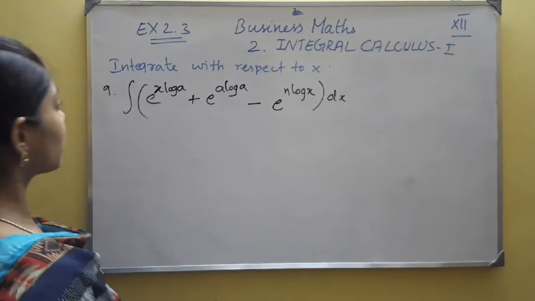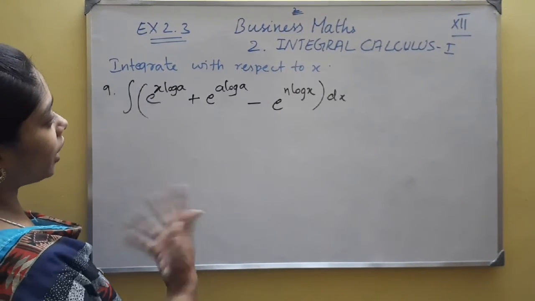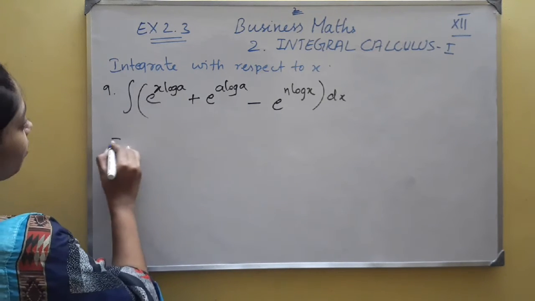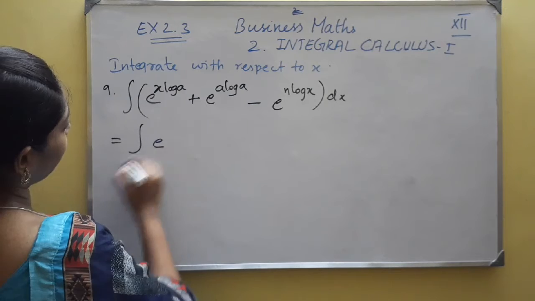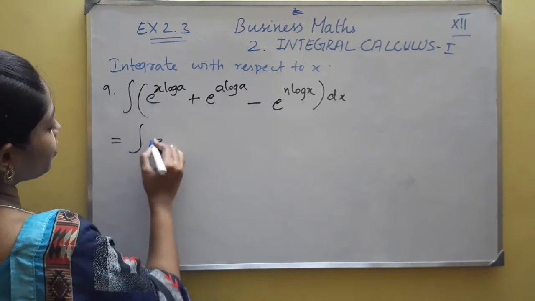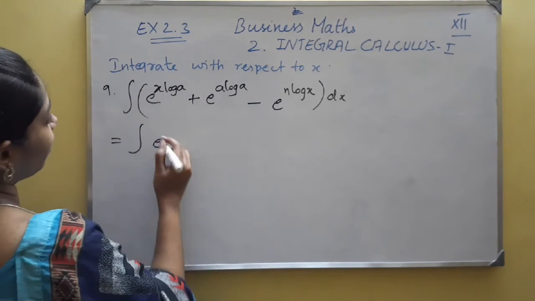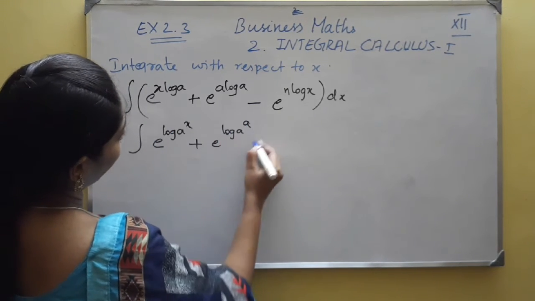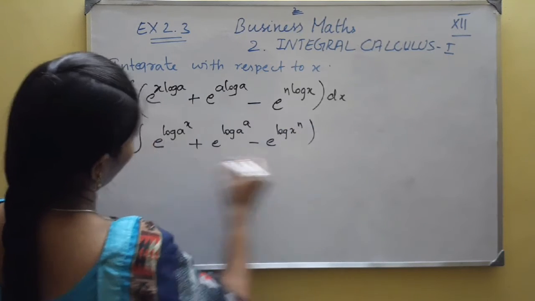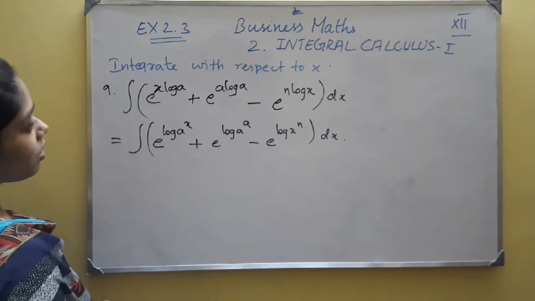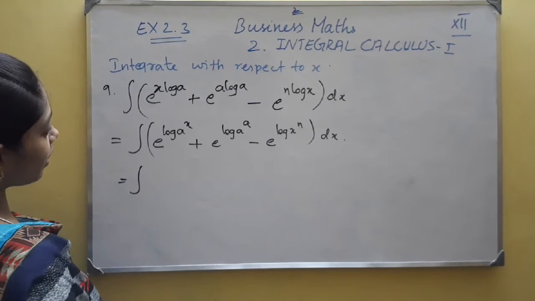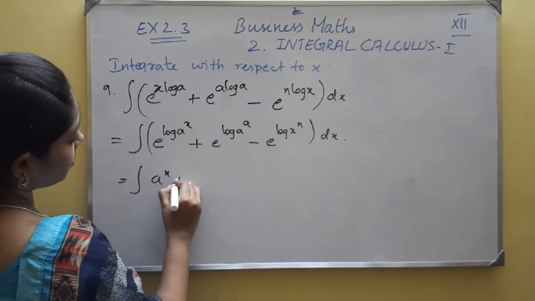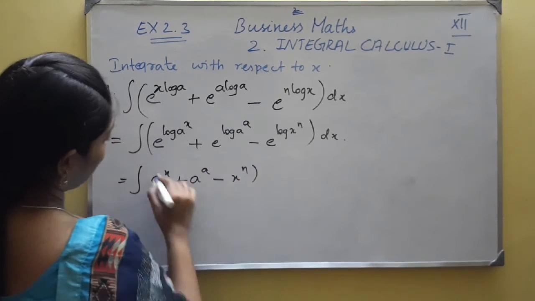In the ninth problem, integrate e power x log a plus e power a log a minus e power n log x into dx. Take the integration sign for each term. Before that, I can write this as e power log a power x plus e power log a power a minus e power log x power n into dx. This can be rewritten using the exponential and logarithmic inverse functions. So it gives me a power x plus a power a minus x power n into dx.